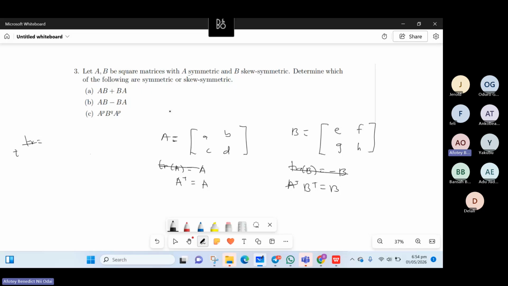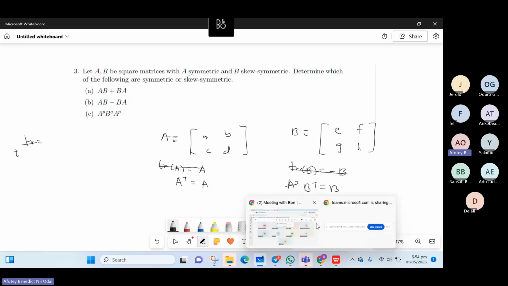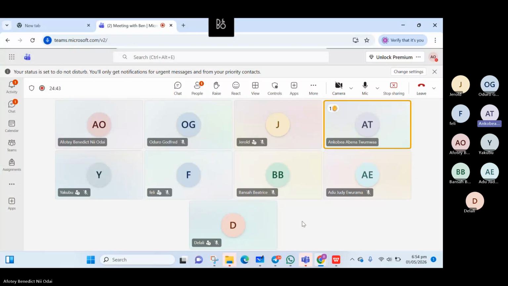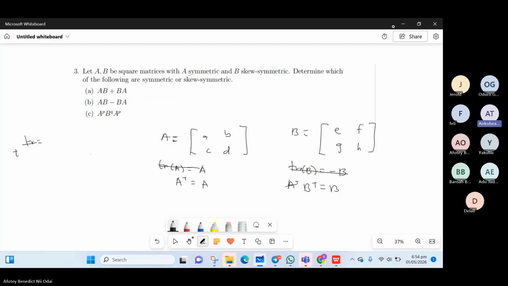Right? So does anyone want to go first? Anyone? Is there anything in the chat? Yeah, please proceed. Okay, we can use the addition property of the transpose. So we can do AB plus BA all transpose is equal to AB transpose plus BA transpose.